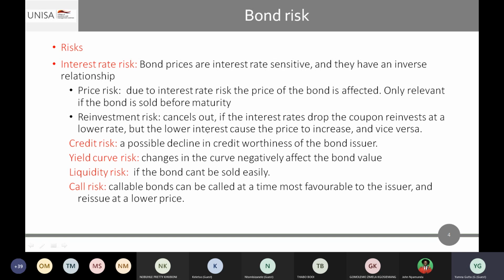And then going down at the bottom are all the other risks which affect bonds, which is your credit risk, the creditworthiness of the bond issuer. So like, you know, a corporate company, you check their creditworthiness.